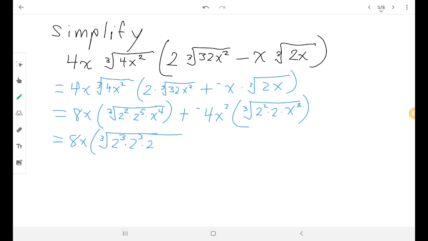And then x to the 4th, I don't really want to look at as x to the 4th, I want to look at it as x to the 3rd times x, so that I'll be able to cancel out an x to the 3rd with the cube root, right?